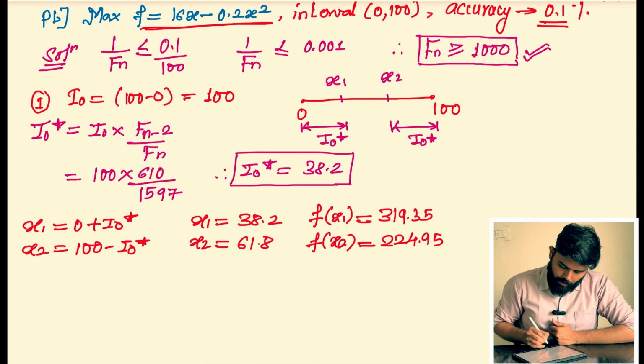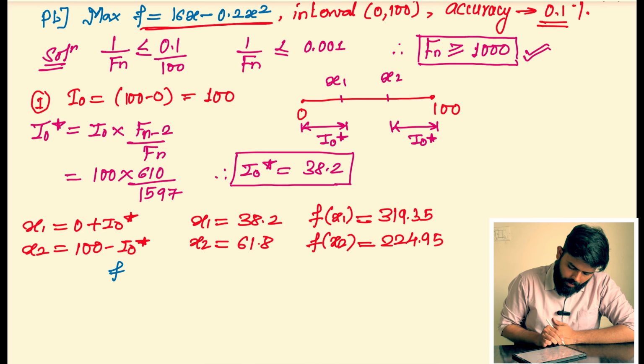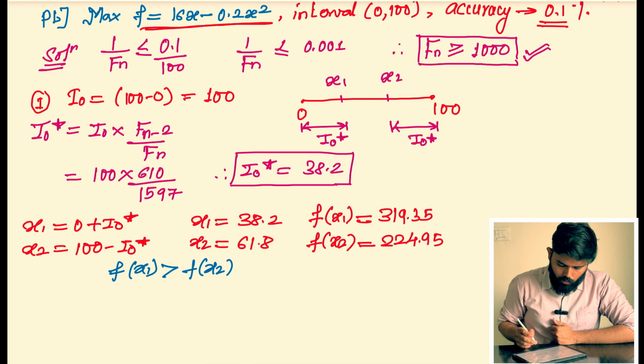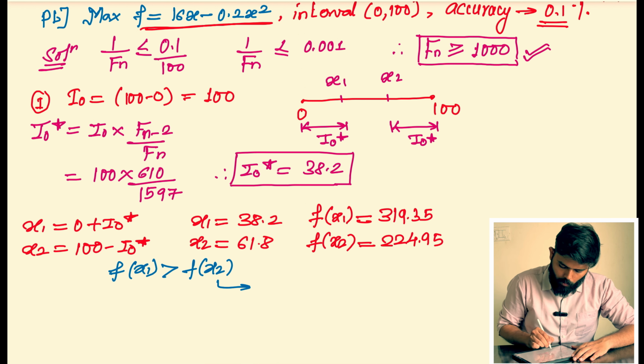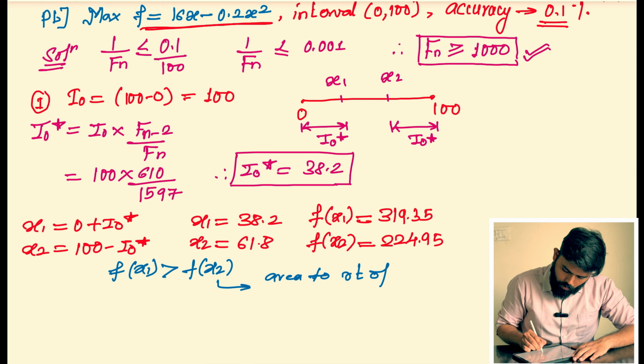Now interpretation is very important. We can write f of x1 is greater than f of x2. So whichever is smaller can be eliminated, as the problem is of maximization. Thus we can eliminate the minimum value. So we can write down the portion to the right side of x2, so the area to the right of x2 can be eliminated.